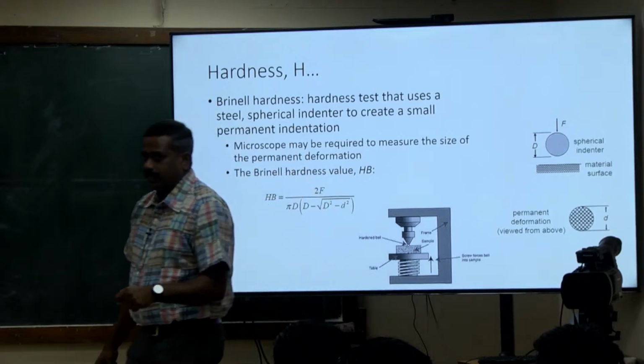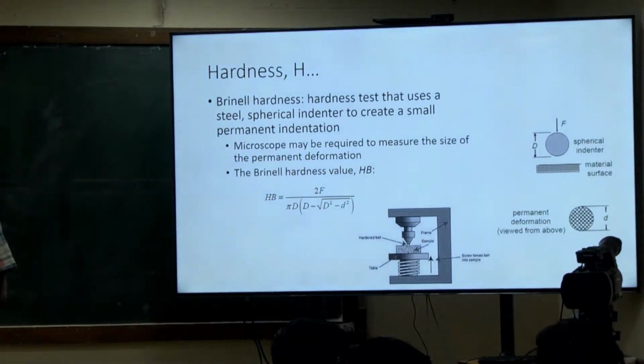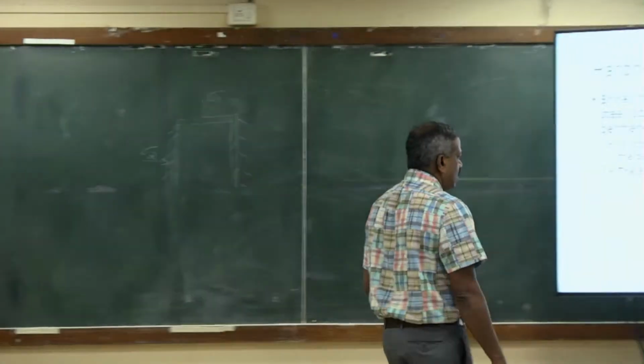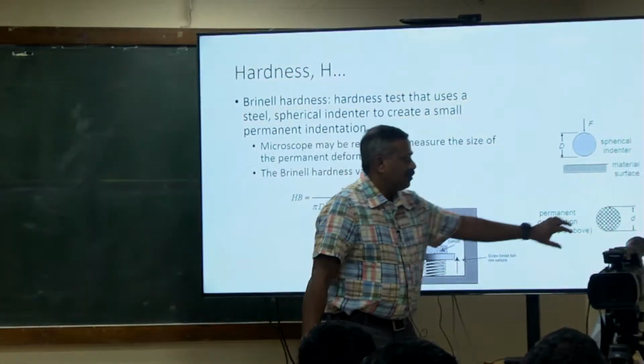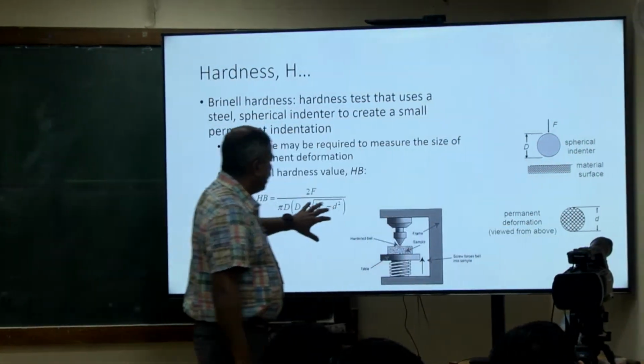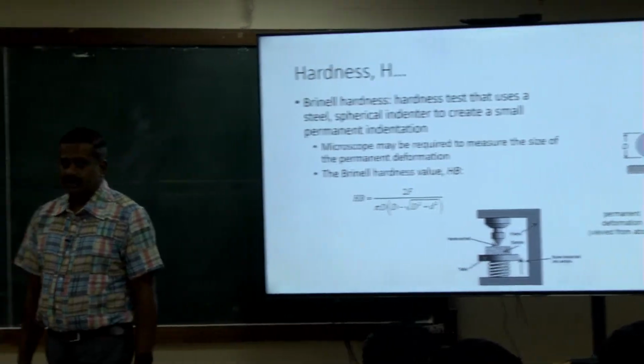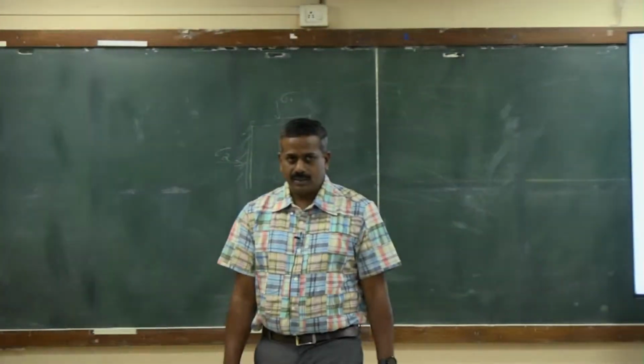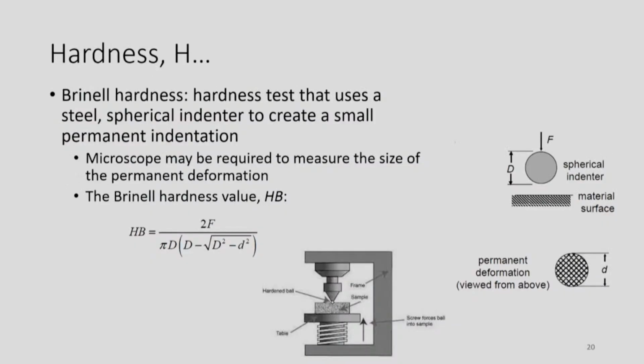So they make a spherical indent on the surface of the compact, and then based on the measurement of that permanent deformation and the force and other dimensions, you calculate the hardness of the material. Okay. Simple formula, simple calculation again.